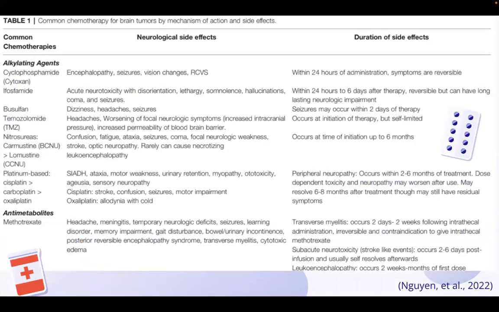So moving on to this figure, we see the common chemotherapy drugs that are used and their neurological side effects, as well as the duration of the side effects. So previously I mentioned the TMZ drug, and right next to it, you can see that it causes headaches, it can cause worsening of focal neurologic symptoms, and it increases the permeability of the blood-brain barrier, and this occurs at the initiation of therapy. So when the drug is initially introduced to the individual. So you can see that this is very fast acting, highly dose dependent, and it gives these neurological issues. And you can see this throughout the entire drug list that is given to you in the table below.